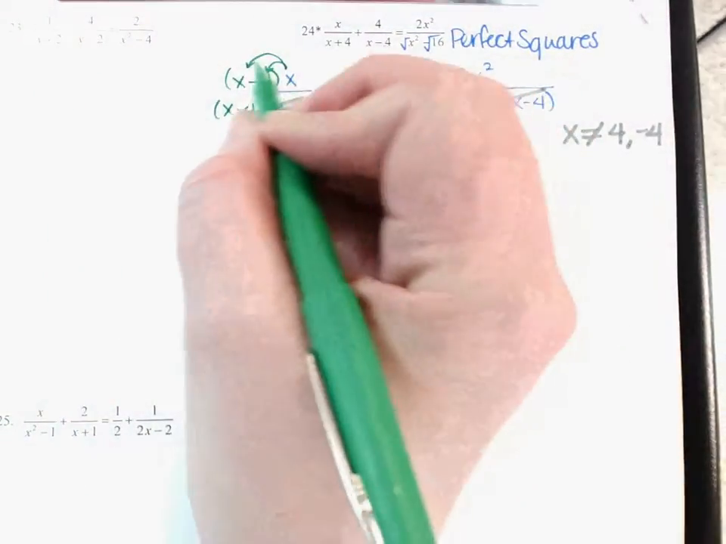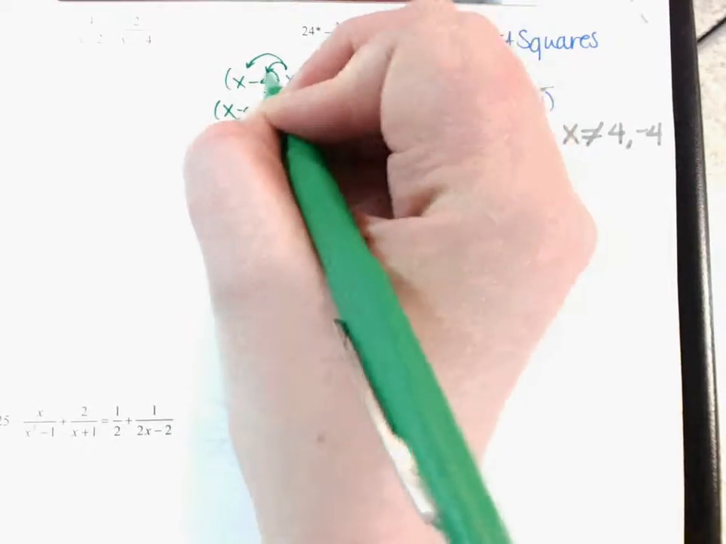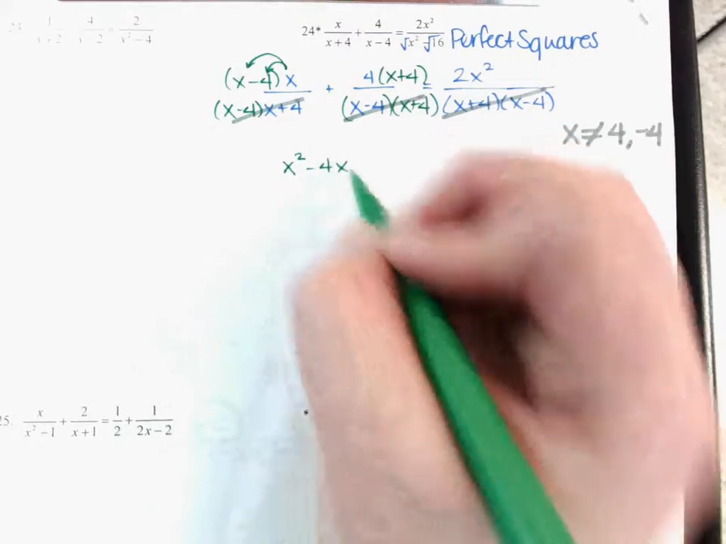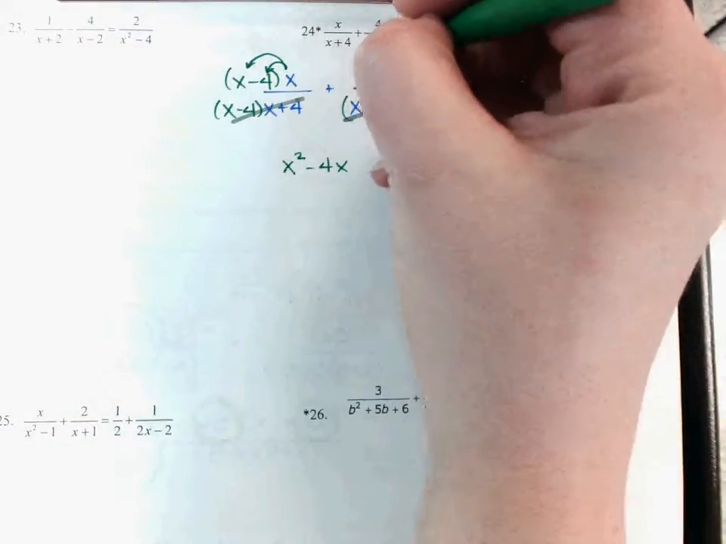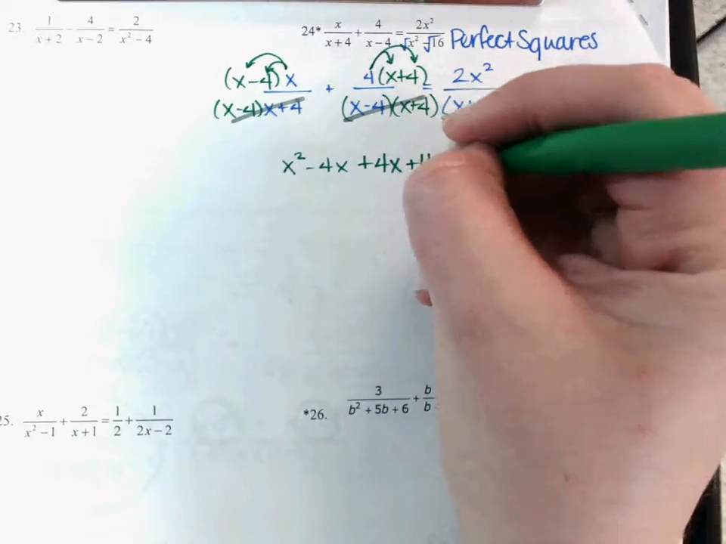So this would be x times x, which is x squared. Then minus 4x plus 4x plus 16. Equals.